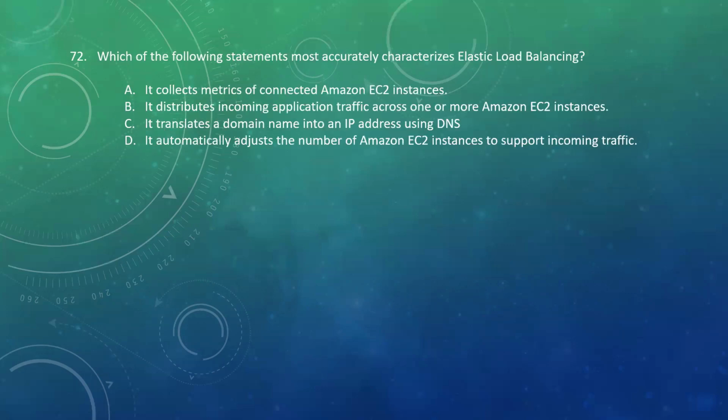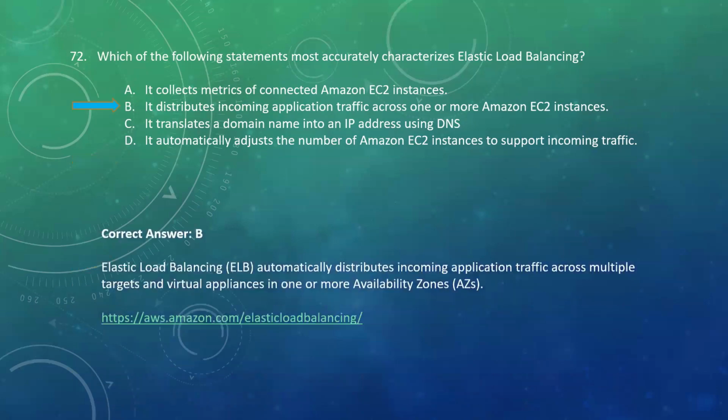Question number 72. Which of the following statements most accurately characterize elastic load balancing? Your options are option A, it collects metrics of connected Amazon EC2 instances. Option B, it distributes incoming application traffic across one or more Amazon EC2 instances. Option C, it translates a domain name into an IP address using DNS. Option D, it automatically adjusts the number of Amazon EC2 instances to support incoming traffic. So the right answer is option B.